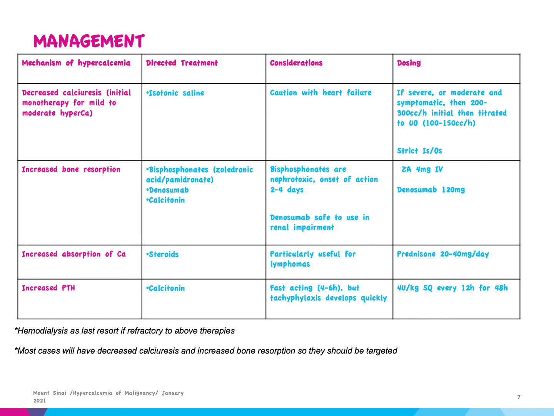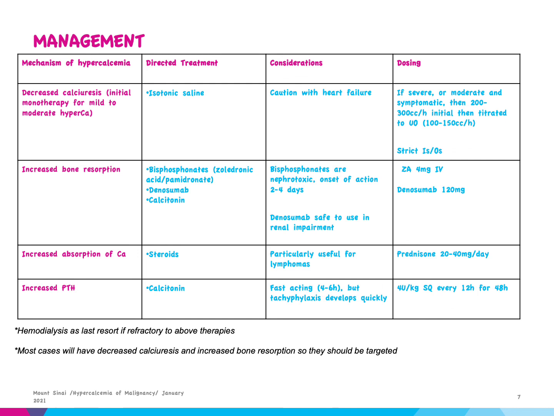And in terms of increased 125 hydroxyvitamin D production in lymphomas, which causes increased absorption of calcium, you can use steroids. Even prednisone 20 to 40 milligrams per day. And in some cases now they're starting to find that there might be a combined mechanism. So you can have increased PTHRP with increased production of 125 hydroxyvitamin D. So steroids could potentially be useful in these settings where the calcium is resistant to purely bisphosphonates use.